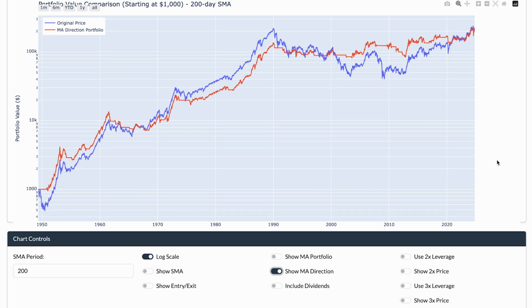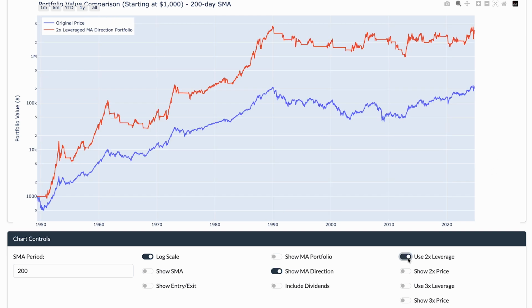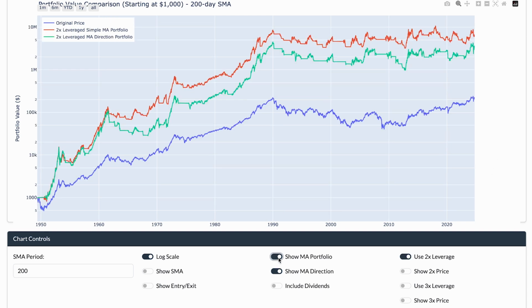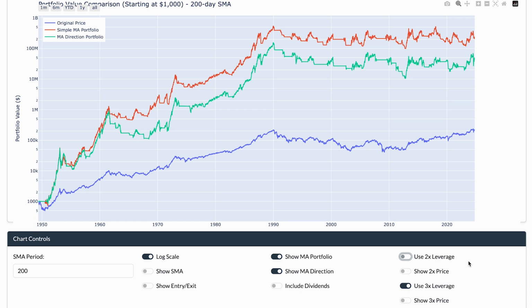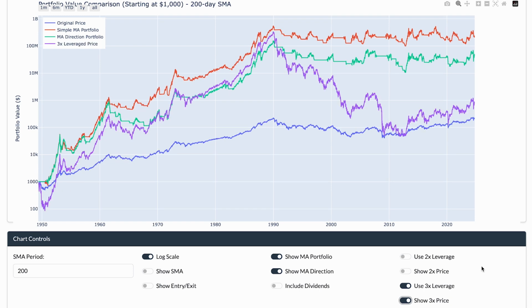Now what about the moving average direction portfolio? Slightly worse performance, but it does end up having a positive return across the last 30-40 years. So if we use 2x leverage, it does quite well, though it underperforms the simple portfolio, as is the case in 3x, though both do quite well across this period, especially relative to their leverage counterpart.